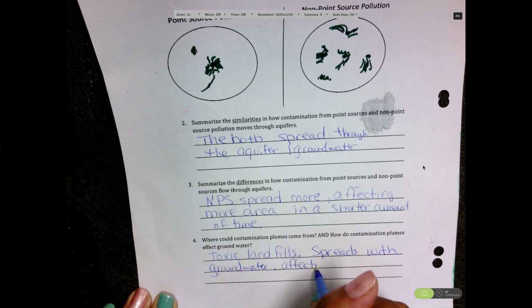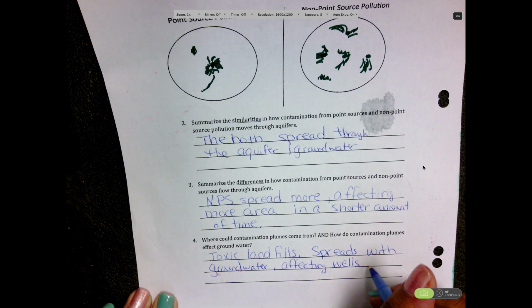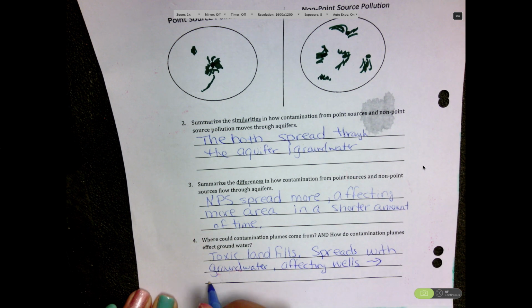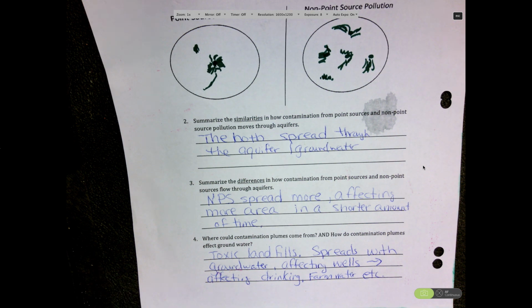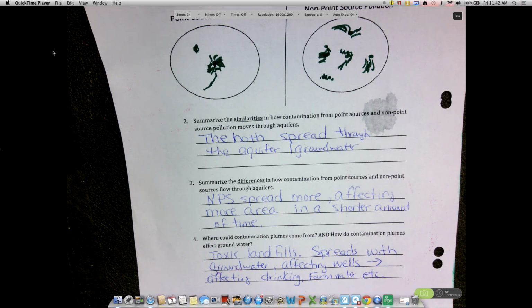Affecting, how do we get our drinking water from what? Wells. Good job. Affecting wells. And then eventually affecting our drinking water, farm water, etc. I'm going to put etc. because you can say your cleaning water, your cooking water, your bathing water, all of that stuff. Any questions about what we just covered today? Okay, and that concludes the lesson.